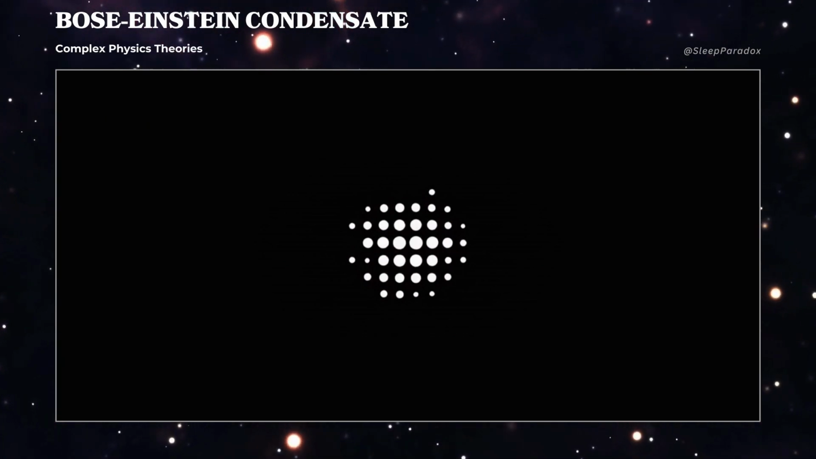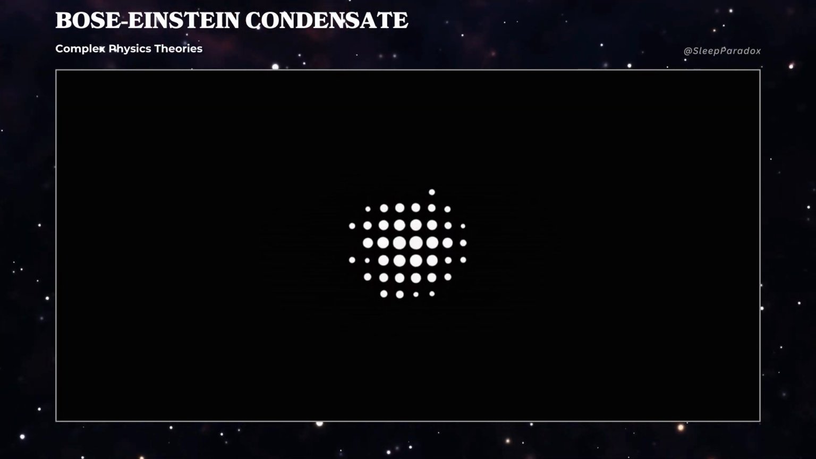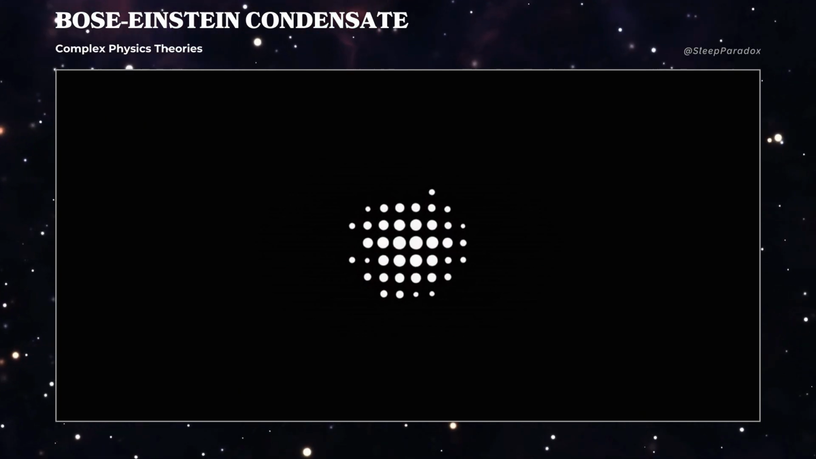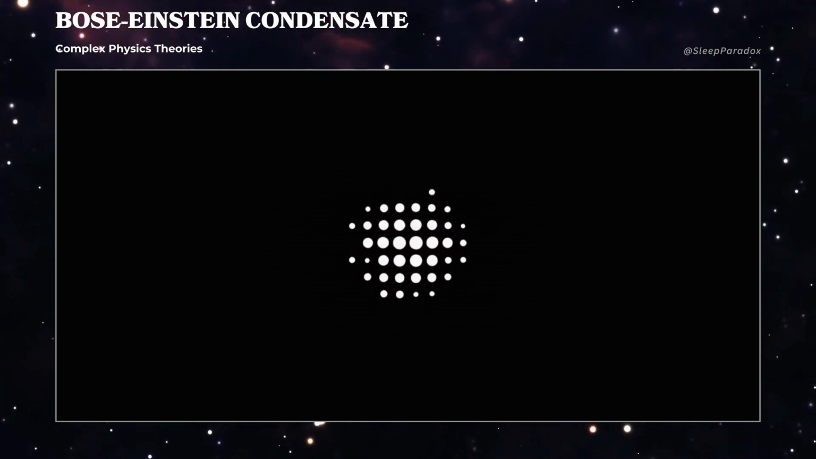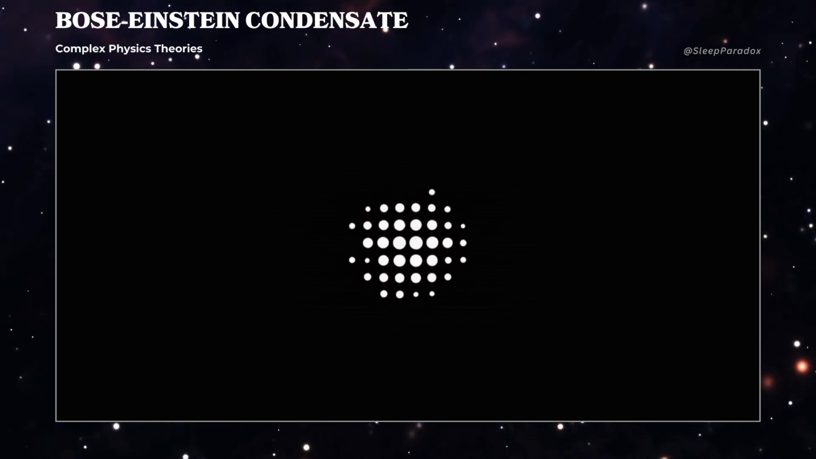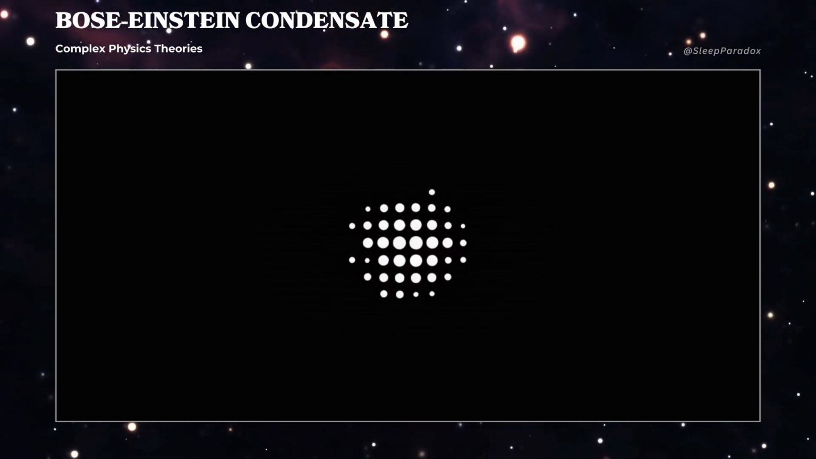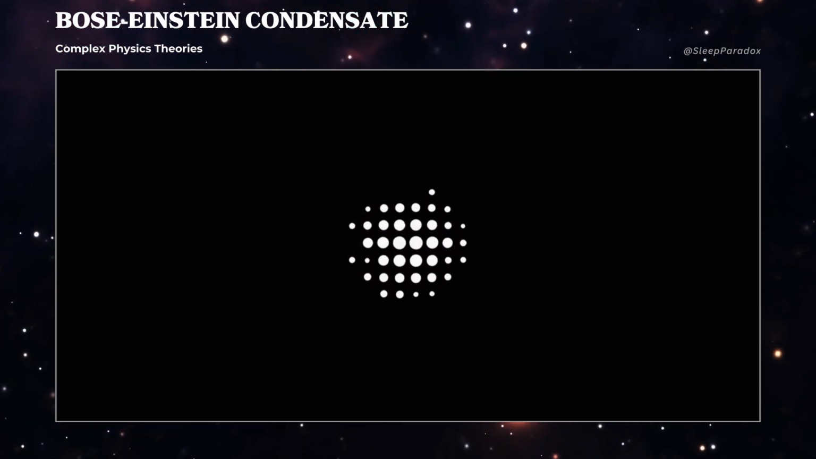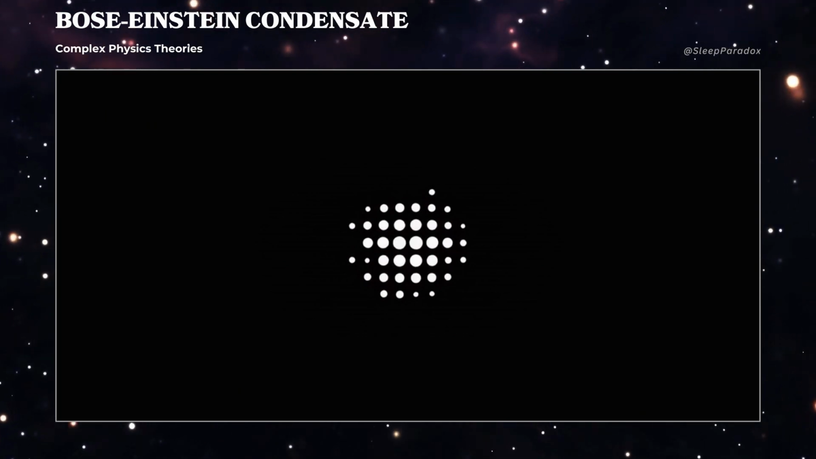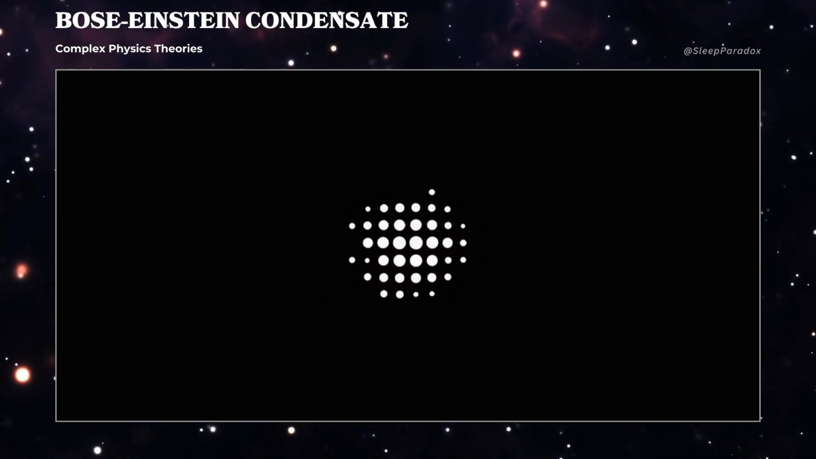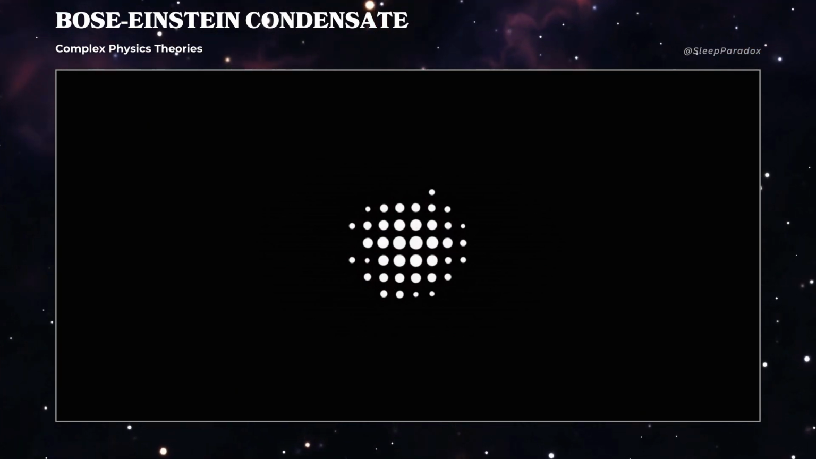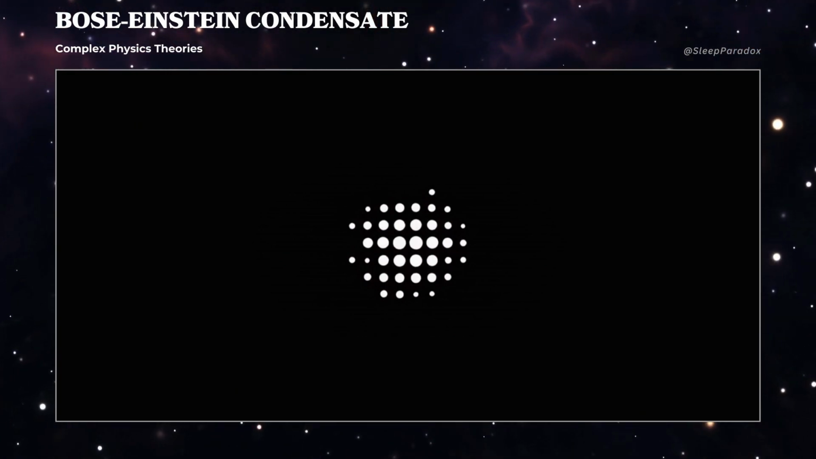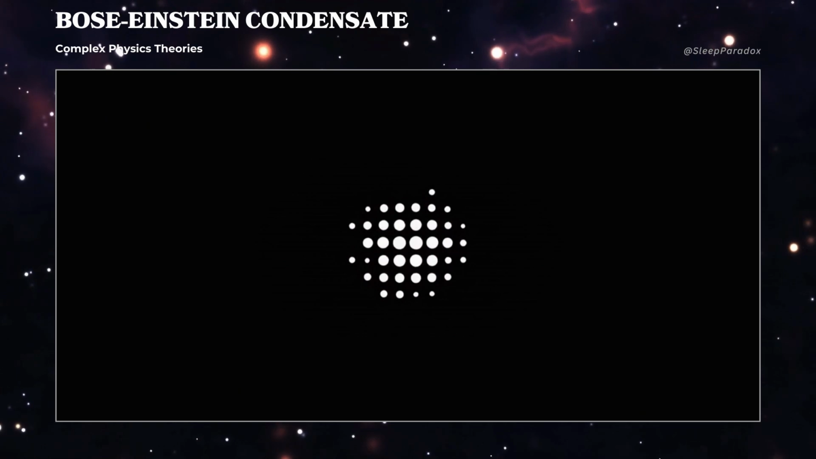Because the condensate behaves as a single quantum object, it becomes a perfect system for testing the limits of quantum mechanics. Some researchers have even used Bose-Einstein Condensates to simulate conditions in the early universe, black hole analogues, and exotic materials. And although they are challenging to produce, they've opened an entirely new branch of physics, ultra-cold atomic physics, where the line between matter and wave begins to blur.